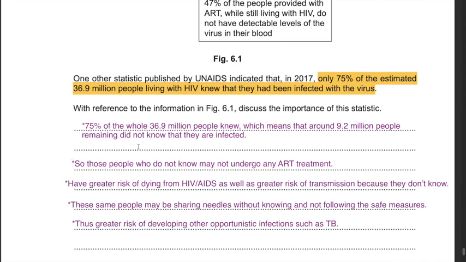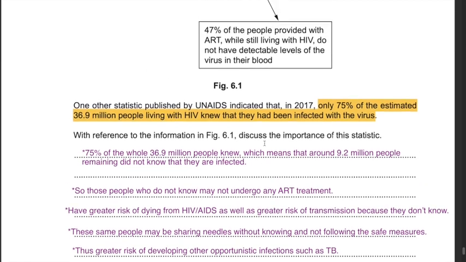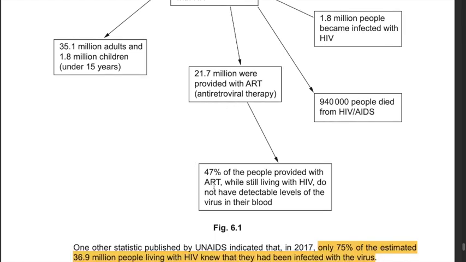So only 75% of the whole 36.9 million people knew, which means that around 9.2 million people remaining did not know that they were infected. So those who did not know may not undergo any ART treatment, because out of 36.9 million people living with HIV, 21.7 million people were provided with ART, that is antiretroviral therapy, after which they do not have detectable levels of the virus in their blood.